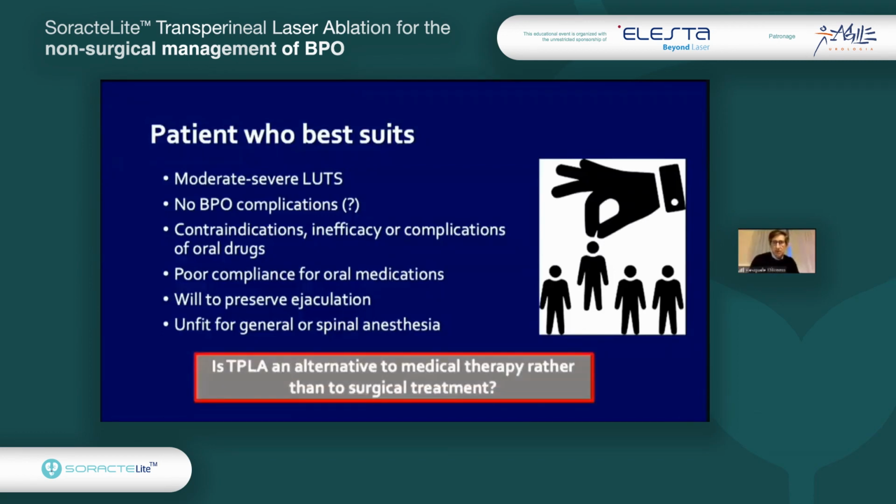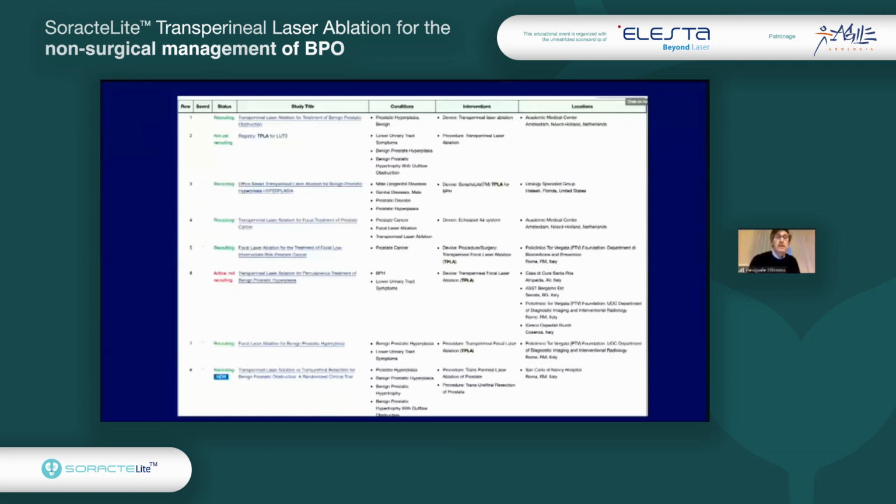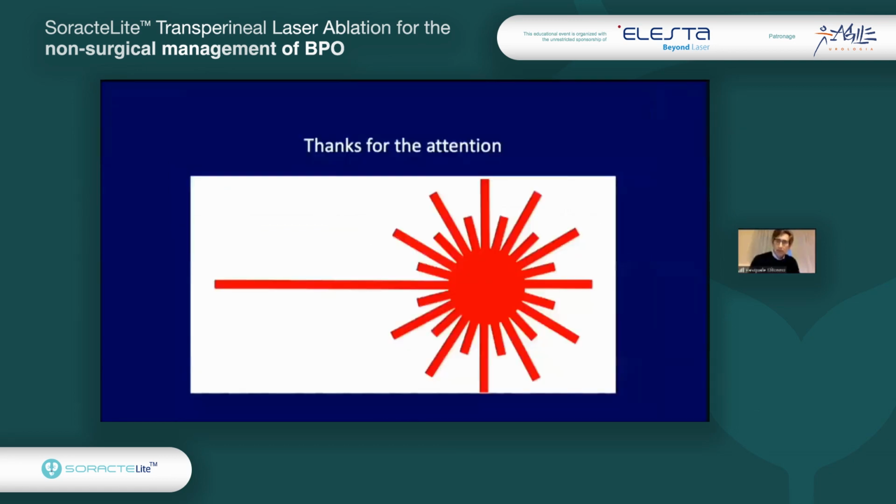As a discussion, is TPLA really an alternative to surgical treatment, or more to medical therapy in the future, when we refine our procedure? And this has been shown already, and there is a registry for TPLA, coming from the Dutch group, and also other recruiting studies. So it's an evolving procedure, and in the near future we are going to see more data to set this procedure in standard clinical practice. Thank you for your attention.